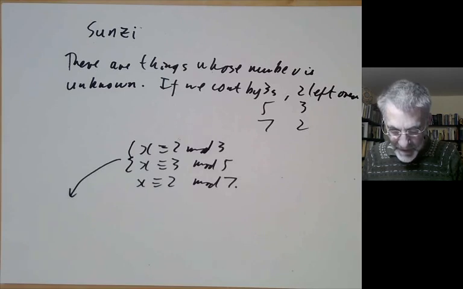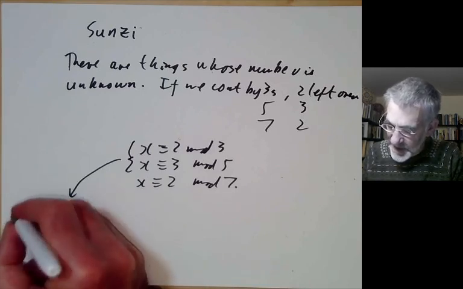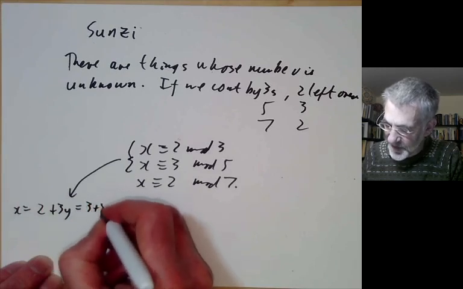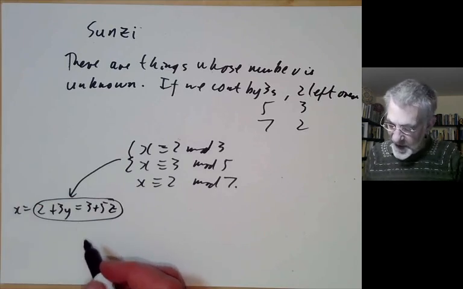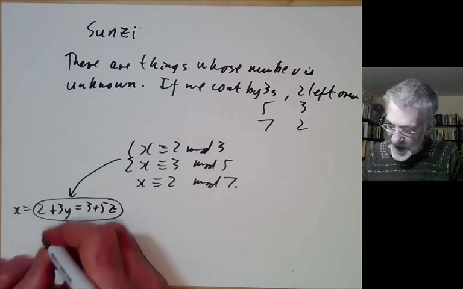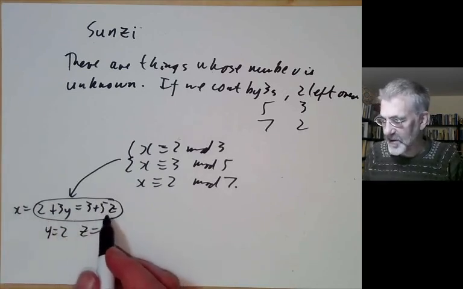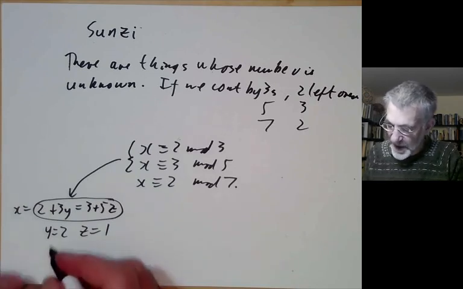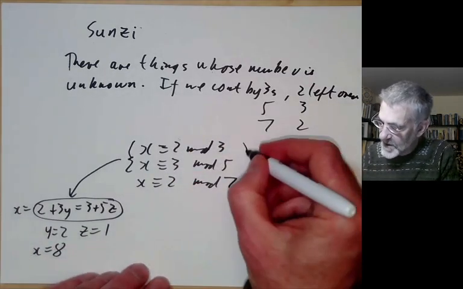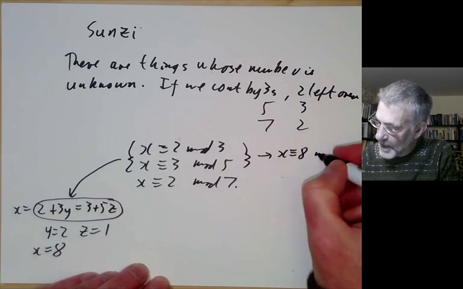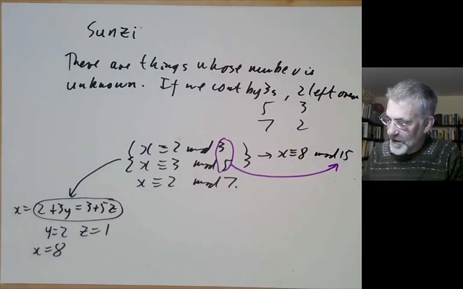So what we do is we first solve these two equations, and 3 and 5 are co-prime, so that's easy. And we're just trying to solve x equals 2 plus 3y equals 3 plus 5z. And here we've got something we can solve either by Euclid's algorithm or by guessing. And we can, for example, take y equals 2, z equals 1. And in small examples like this, it's much faster just to guess the solution than to try and remember what Euclid's algorithm is. So we find x equal to 8 would be a solution for the first two. So these two now become x is congruent to 8 modulo 15. And you notice this 15 comes from the product of 3 and 5.